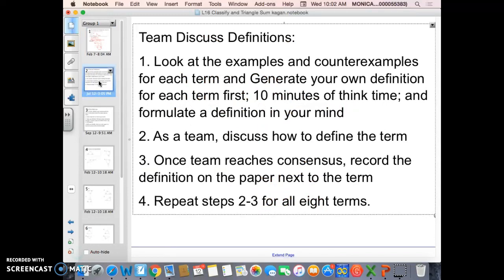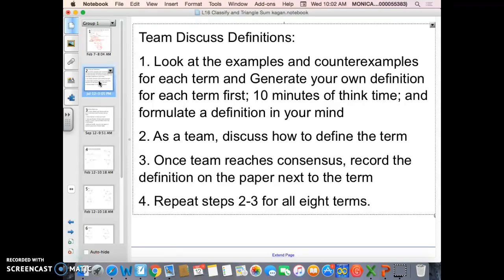Okay, now if you look at your packet, you'll notice that on the first page, you'll see a bunch of pictures, and you'll see examples and counterexamples. So what I'd like you to do first is look at all the pictures, the examples and counterexamples for each term, and generate your own definition for each term. Because you're working on this alone, you won't have an opportunity to work with a partner, but you can definitely check your answers with somebody in class later on.